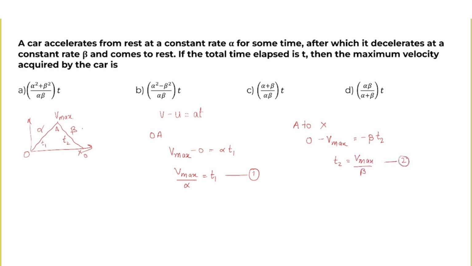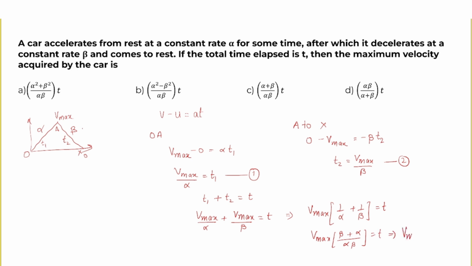Now the question says T1 plus T2 is T. So let's substitute here: Vmax over alpha plus Vmax over beta is equal to T. Now they are saying find the maximum velocity, so we have to find Vmax from here. Taking Vmax common, this will be 1 over alpha plus 1 over beta, that's equal to T. Cross multiplying, it will be Vmax times beta plus alpha over alpha beta, that's equal to T. And this implies that Vmax is nothing but alpha beta T over alpha plus beta.